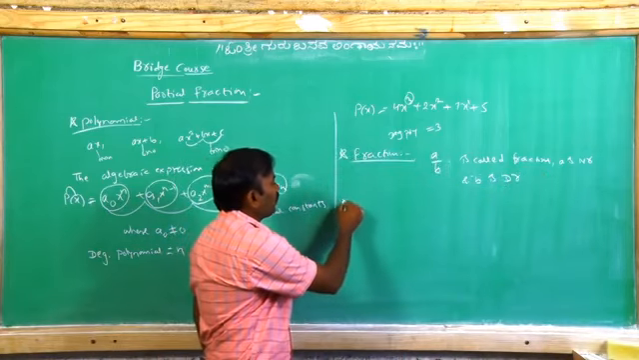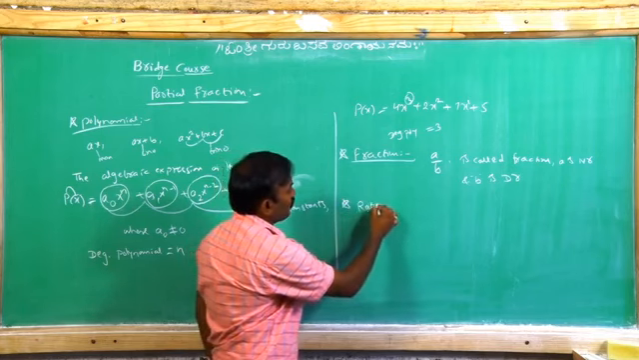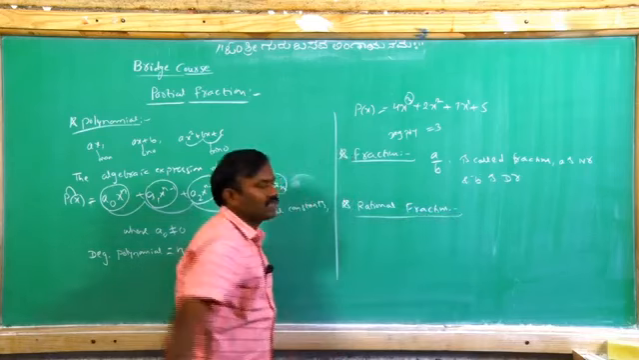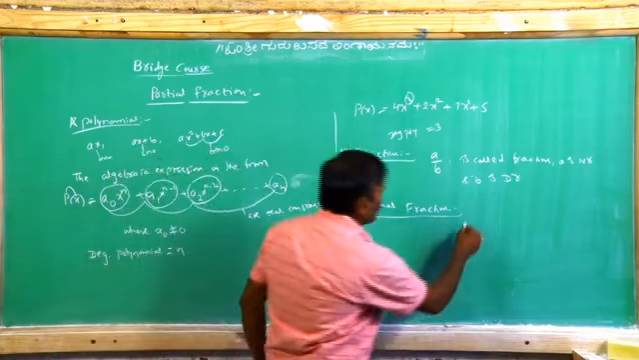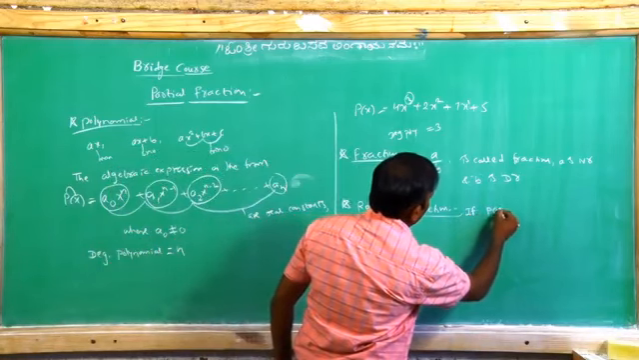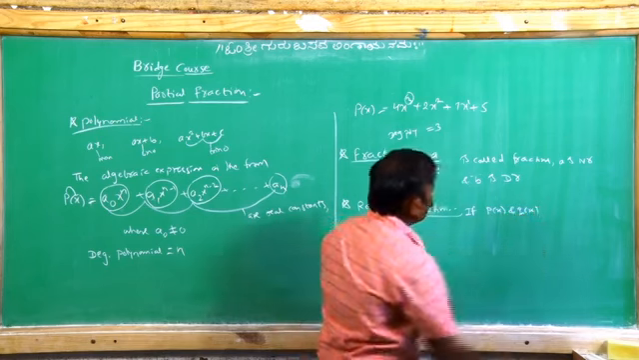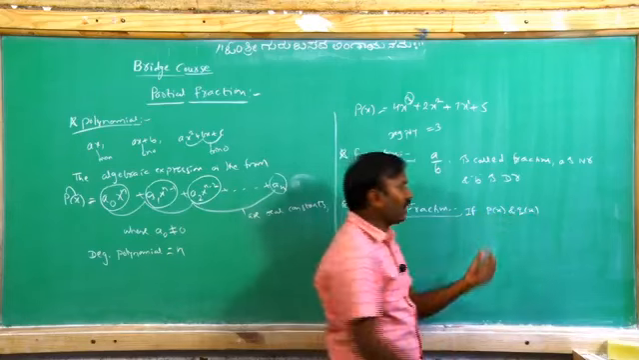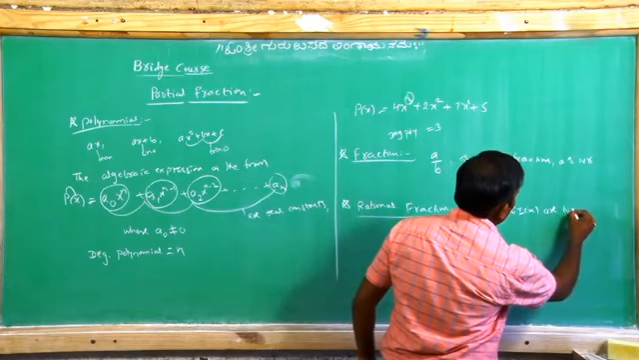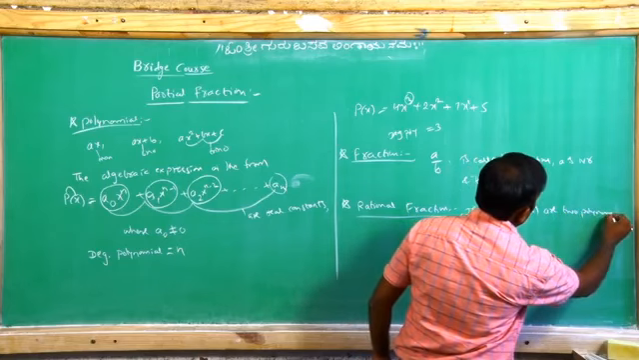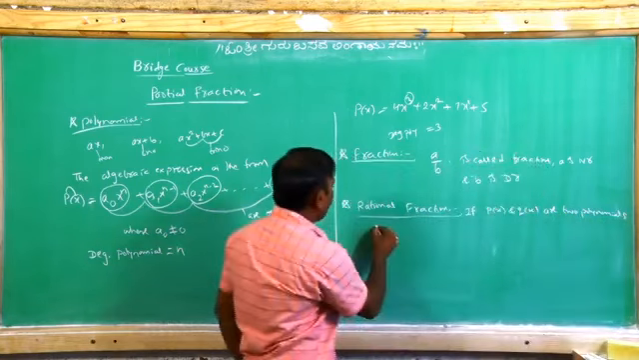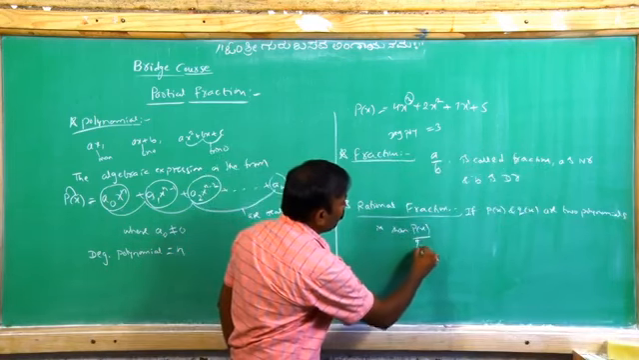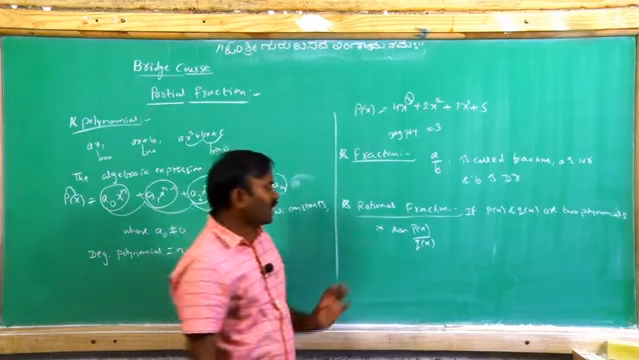Now come to the definition of rational fraction. Rational fraction: first consider p of x and q of x are two polynomials in terms of variable x. If p of x and q of x are two polynomials in x, then p of x by q of x is called a rational fraction.